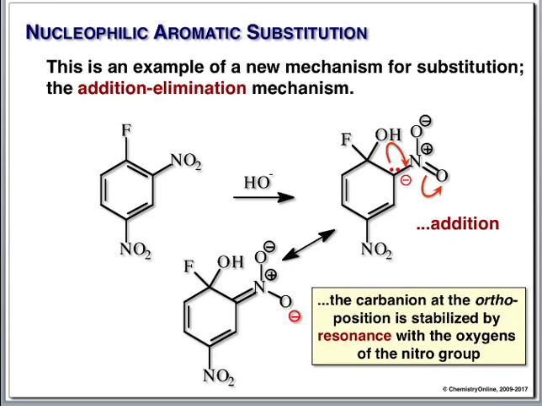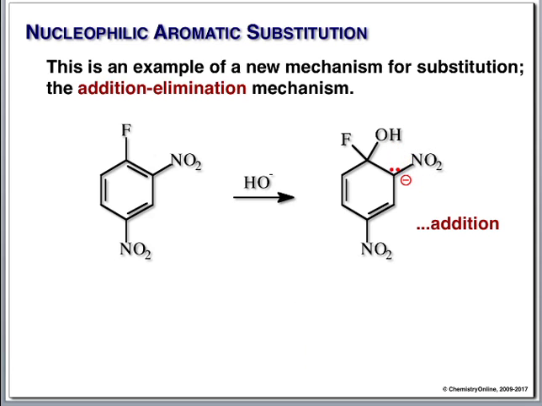In order to form our product, all we have to do is move these electrons back and let the fluorine go. And here we go. This is our elimination step. Addition, elimination.